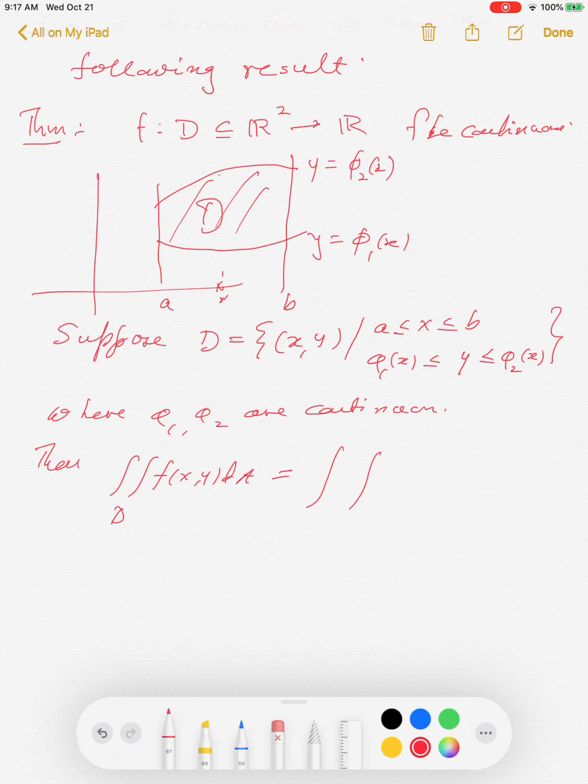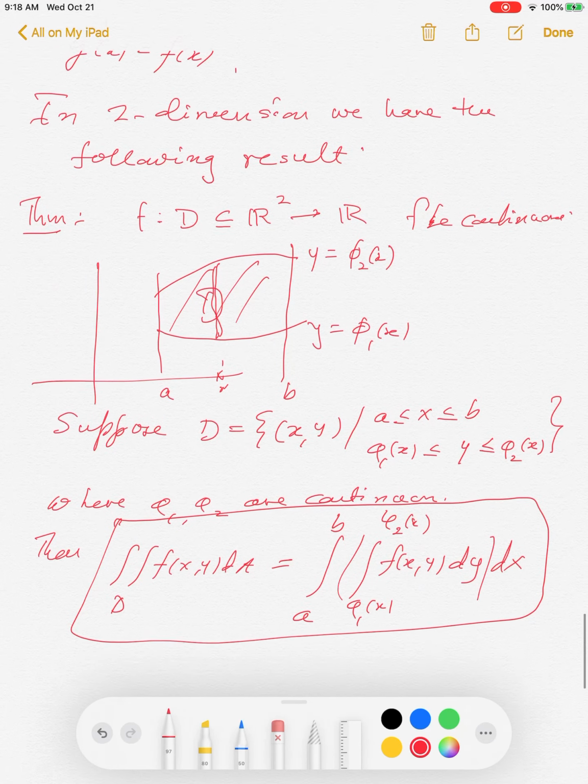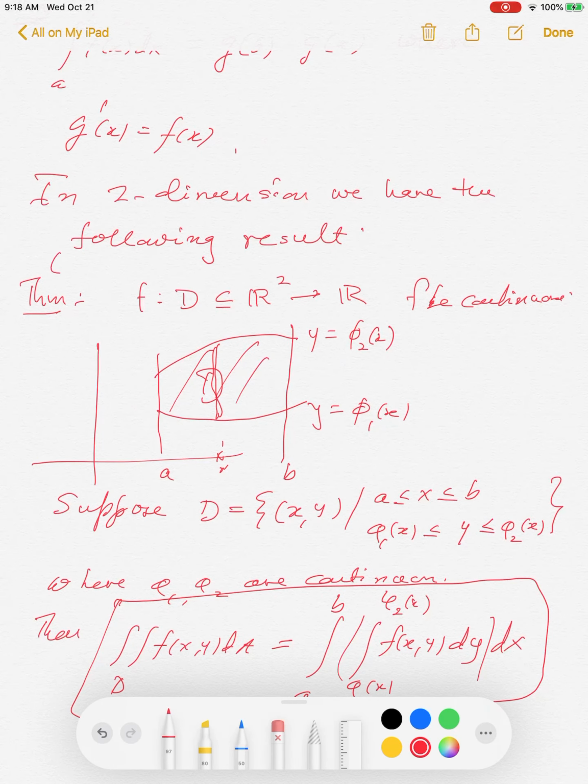What you do is you fix your x and integrate along this vertical line. I take the function f(x,y), think of it as a function of y, and integrate it from phi1(x) to phi2(x). What I get is a function of x, which is the integral along this vertical line. Then I integrate that with respect to x from a to b. So this is evaluating a double integral as a repeated integral. I should give a title to this theorem: double integral as repeated integrals.